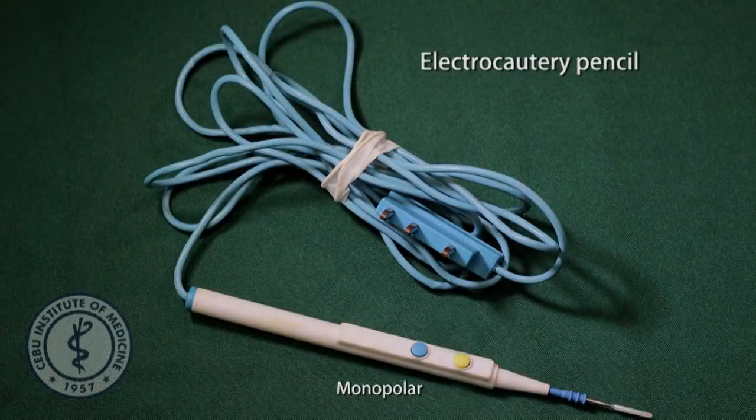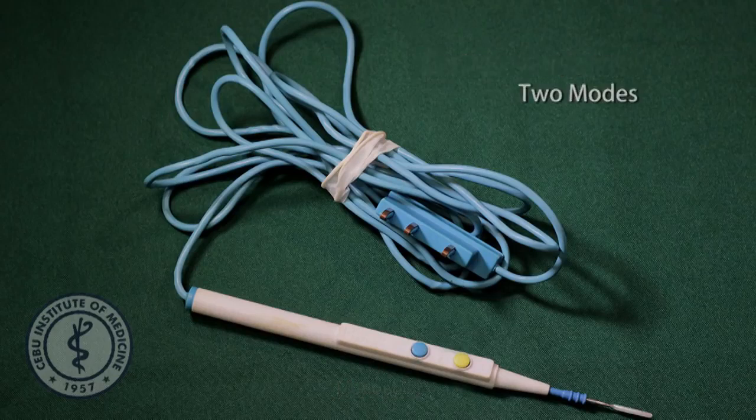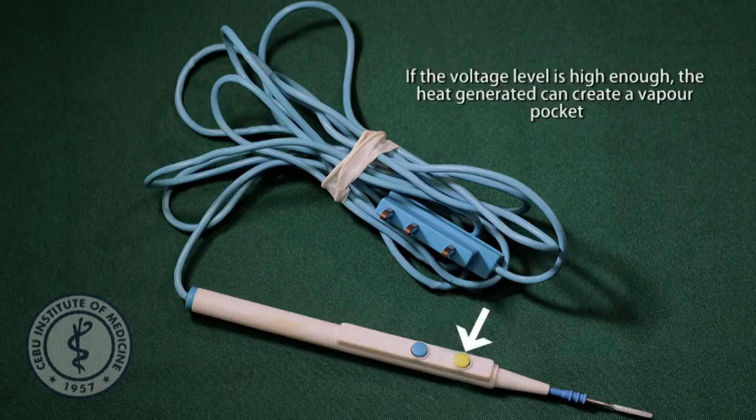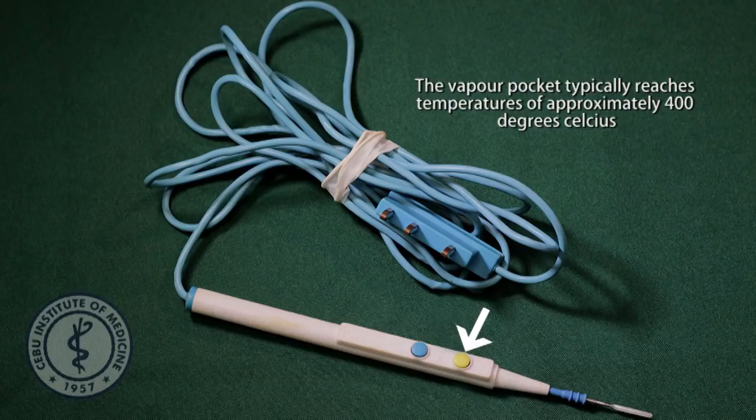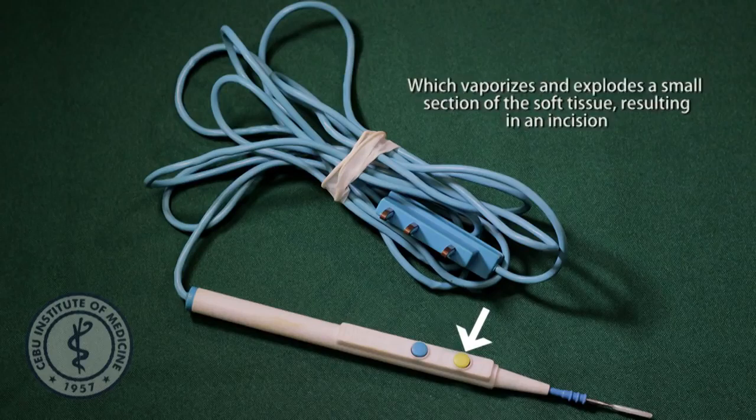Electrocautery pencil, monopolar. 2 modes. Cut. If the voltage is high enough, the heat generated can create a vapor pocket. The vapor pocket typically reaches temperatures of approximately 400 degrees Celsius, which vaporizes and explodes a small section of tissue, resulting in an incision.